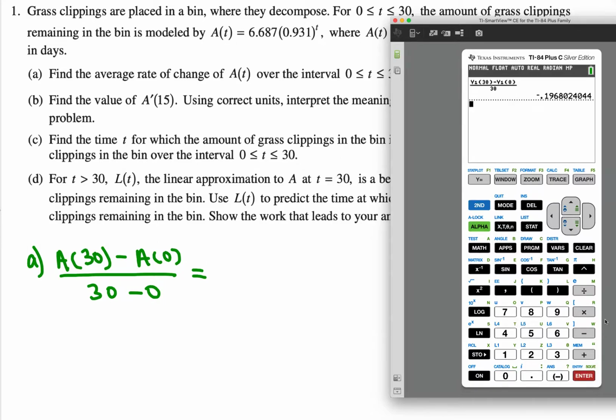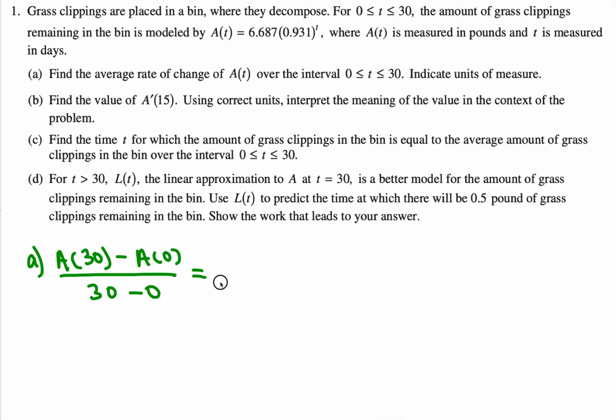When I do that, I get negative 0.1968. So we get negative 0.197, rounded. The units are pounds per day. All right, so that would be the average rate of change.